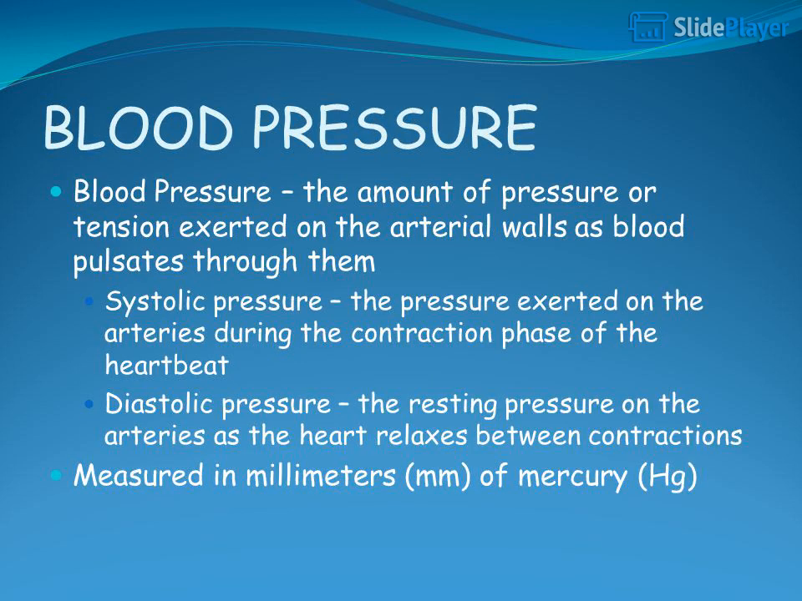Vital signs, Chapter 9. Blood pressure. Blood pressure, the amount of pressure or tension exerted on the arterial walls as blood pulsates through them. Systolic pressure, the pressure exerted on the arteries during the contraction phase of the heartbeat. Diastolic pressure, the resting pressure on the arteries as the heart relaxes between contractions. Measured in millimeters of mercury, Hg.